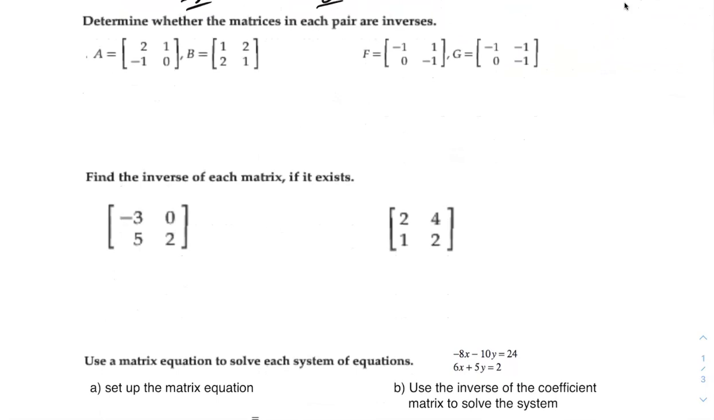Determine whether the matrices in these pairs are inverses. So remember, inverse matrices is when you multiply the two matrices together, and you get the very special identity matrix, which is 1, 0, 0, 1. Right? The diagonal should be 1, everything else should be 0. So that's how you know they're inverses. You get that particular matrix, the identity matrix, for 2x2 matrices.